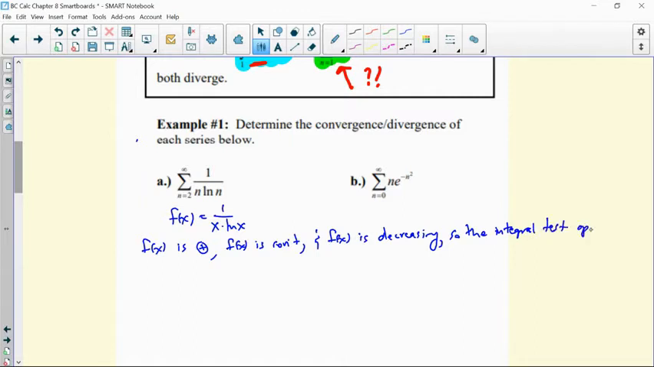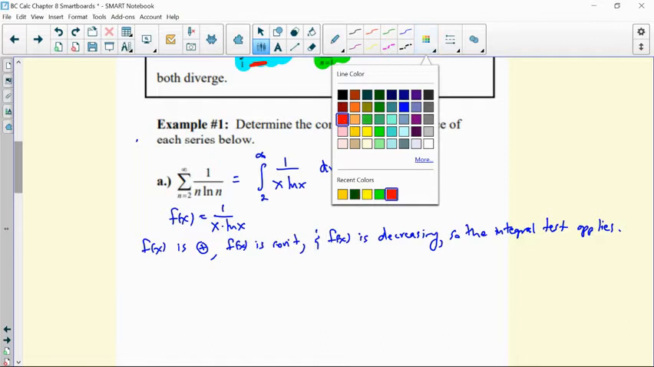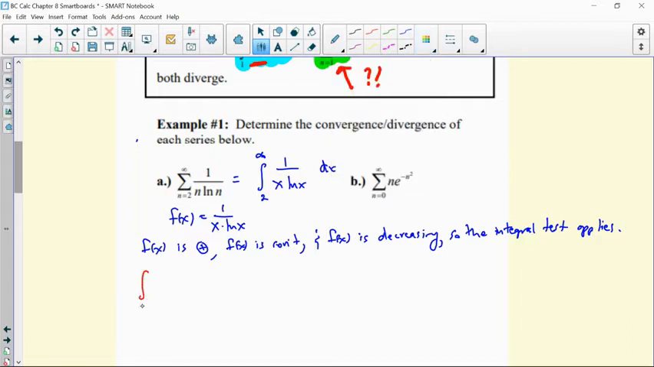Now I realize I'm borrowing space for example B here, so I'll have to erase that, and that's fine. So I'm going to use the integral test. Instead of thinking about the series, I'm going to convert it to the improper integral from 2 to infinity of 1 over x ln x dx. And I'm going to temporarily ignore the improperness of this integral to just actually find its antiderivative.